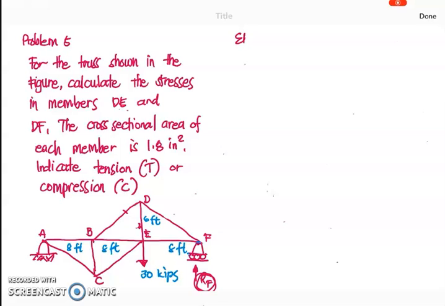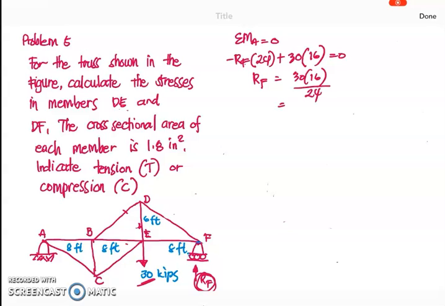So summation of moment at point A equal to 0. So what will be R sub F, negative since this is in a counterclockwise direction, multiplied by the moment arm distance, 24. Then plus you have here 30 kips, so 30 times the moment arm distance, which is 16, equal to 0. So simply, R sub F is equal to 30 times 16 over 24, and it gives us the value of 20 kips.